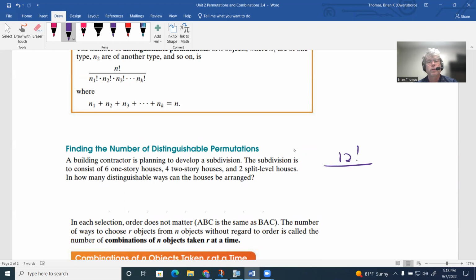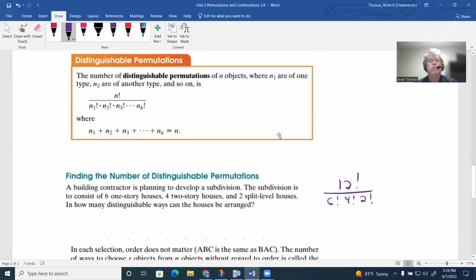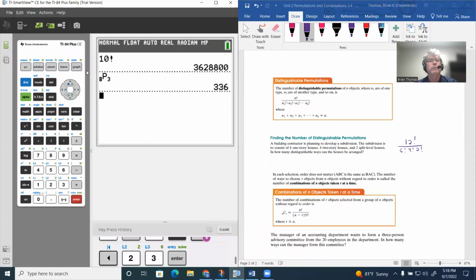So it's going to be 12 factorial. And we're going to have that over, so notice how there's one type that is 6. So I have 6 factorial. And then I have a 4 factorial. And then I have a 2 factorial. So in objects, there's 12 different houses, but 6 are of one type, 4 of one type, and 2 of one type. So what I can do is put that into the calculator. So I'll slide this over to the side like this. Get my calculator out here again.